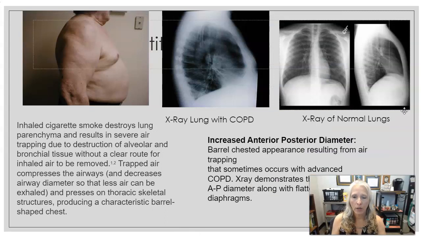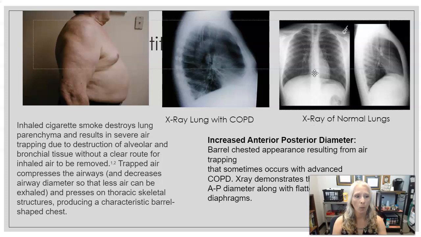So on this image, you can see a patient with COPD in the upper left-hand photo showing that increase in the anterior-posterior diameter of his chest, that barrel-chestedness. Wanted to point out on the x-ray of this individual that you can see that increase in the chest diameter as well as the flattening of the diaphragm.